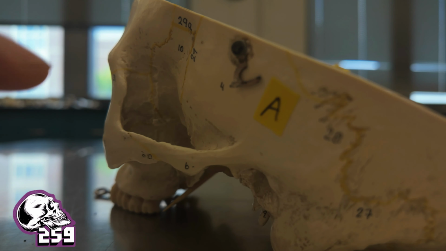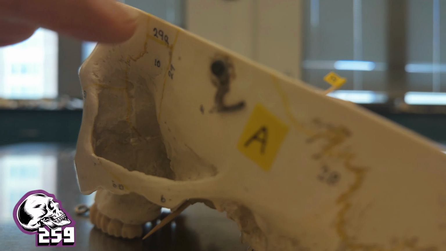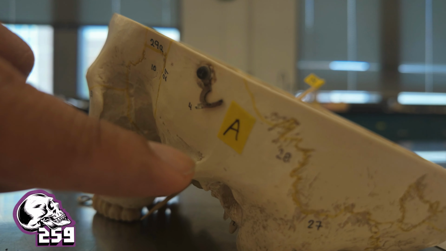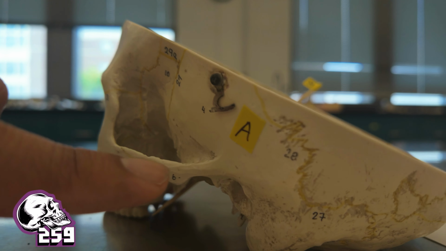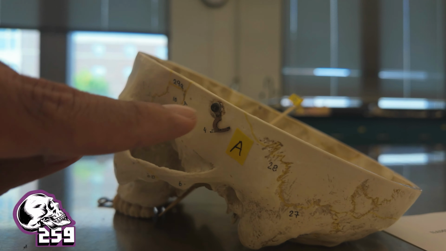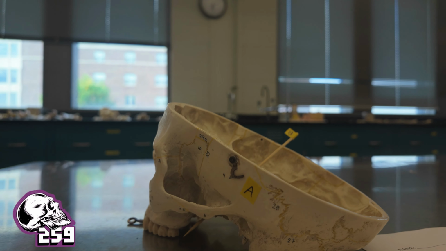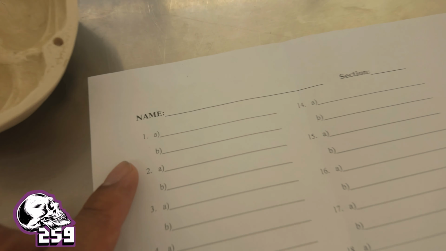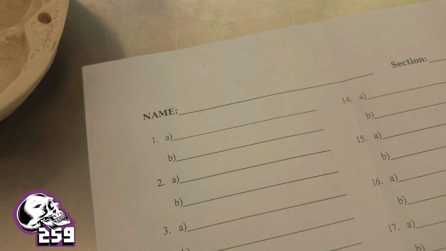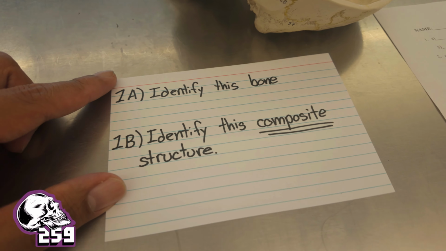If we take a close look, we don't see the whole bone, but we have a good idea of what this bone is, right? There's a zygomatic process sticking out. We know that this is the side of the skull. So the answer to 1A is temporal bone. So what you would do is, once you have your answer, you would go down to 1A and write temporal bone. Then you look at the next question.